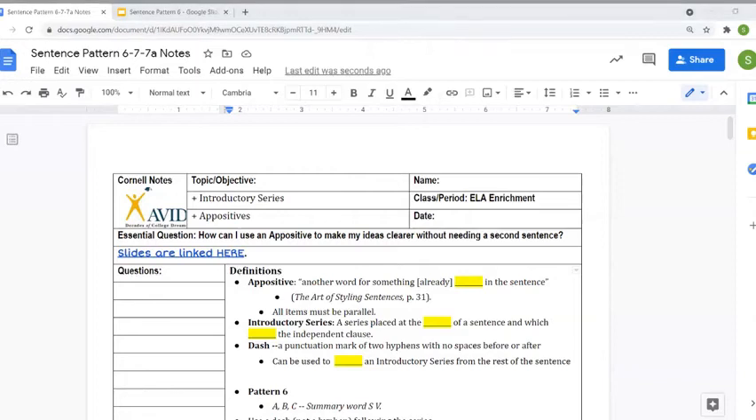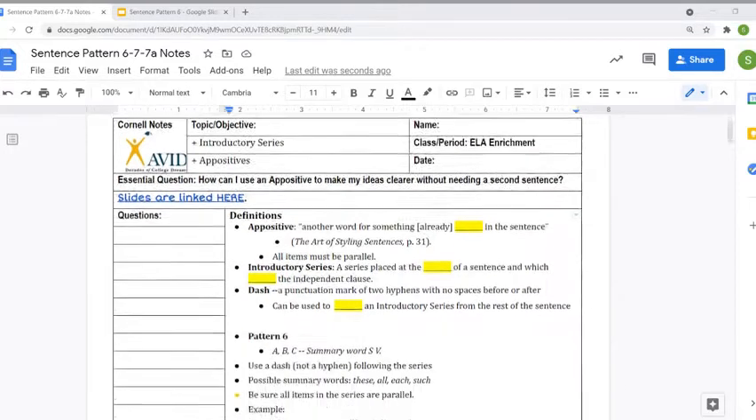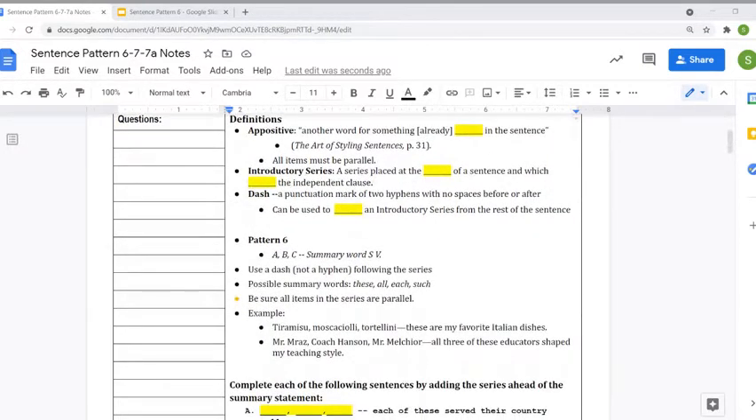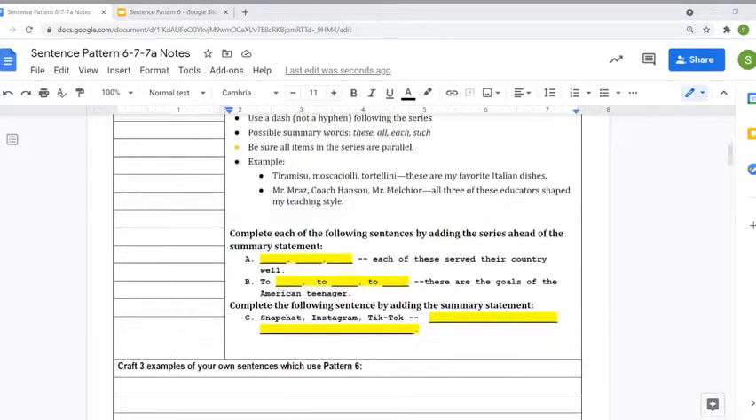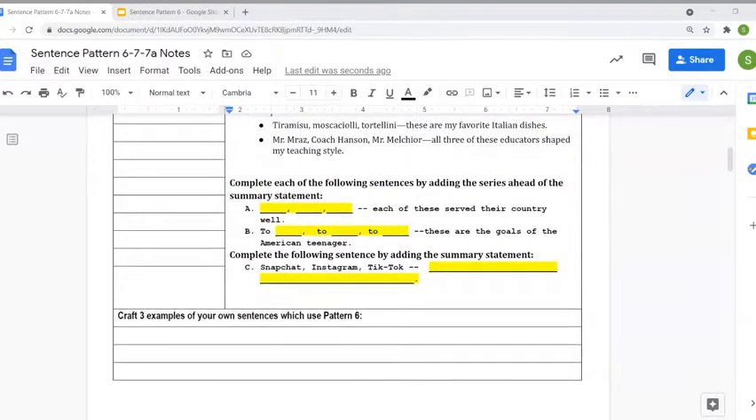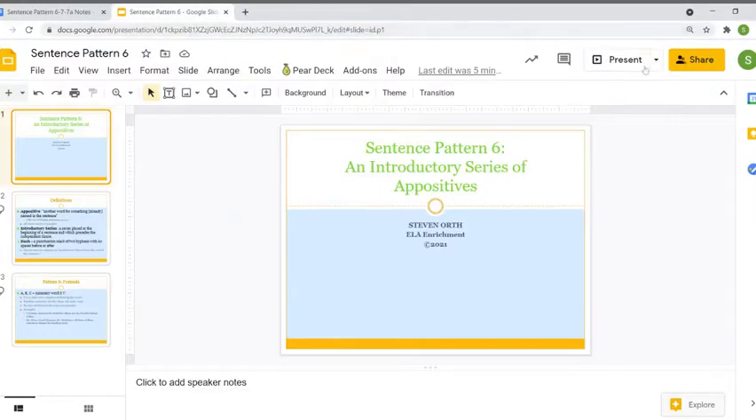For grammar. Today we're looking at sentence patterns in a series having to do with introductory series and appositives. Again, with your notes, use the screencast. The slides are linked as well to do not only filling in the definitions, looking at the pattern, understanding the components and nuances of the pattern, doing some guided practice with it, and then actually crafting your own sentences to be reviewed by your teacher. Let's look at the slides.